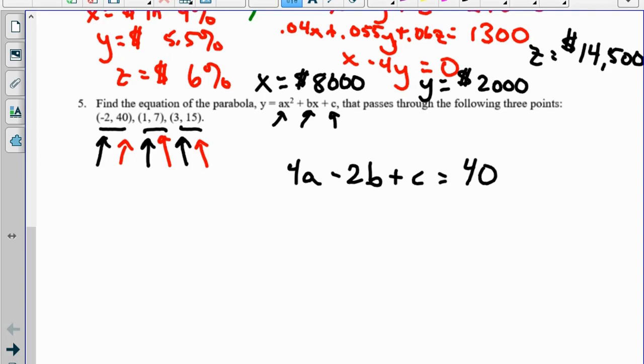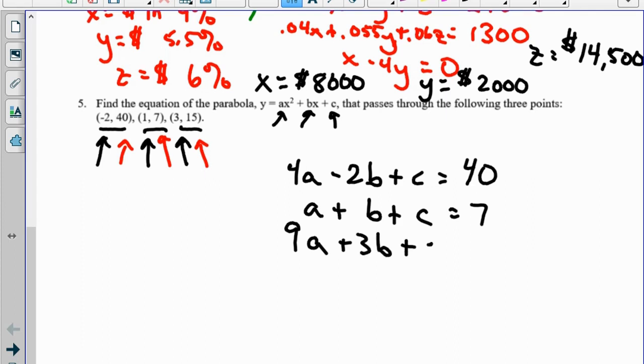Now I'm going to do it with 1, because remember I'm plugging it in for x. 1 squared is 1. 1 is just 1, so 1b, and then c, that equals 7. And then finally, if I substitute 3 in, 3 squared is 9, so 9a, plus b times 3, that gives me 3b, plus c equals 15.